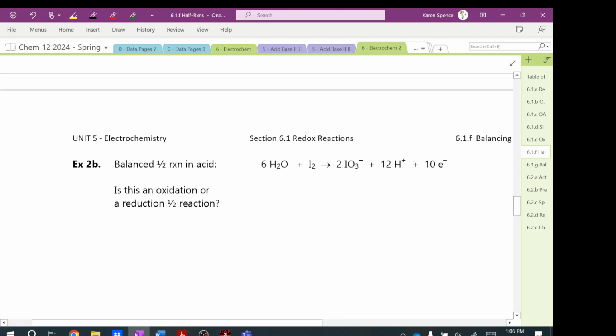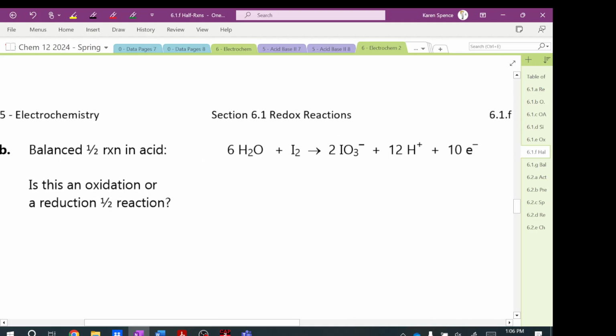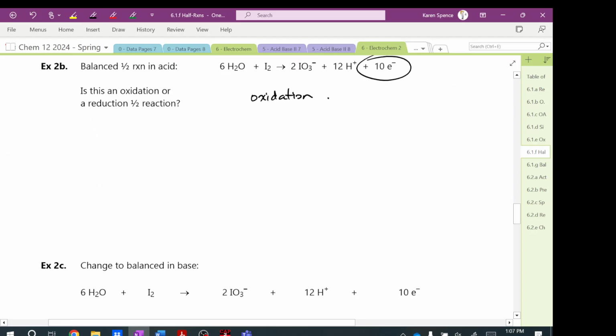So this is balanced in acid. Okay, is this an oxidation or reduction half reaction? Everybody, look at it quick. On the next page, there's our electrons. Oxidation or reduction? Oxidation. You should be able to do that really quickly. Okay, oxidation.